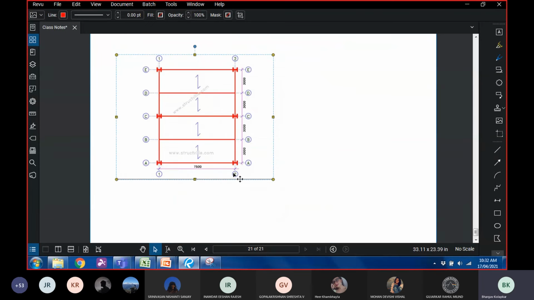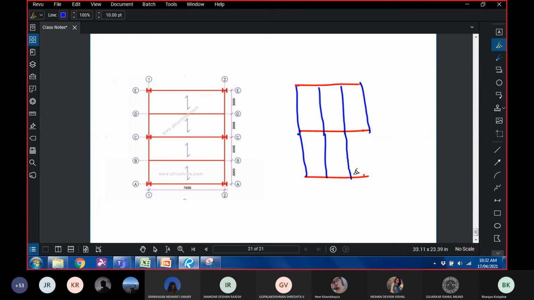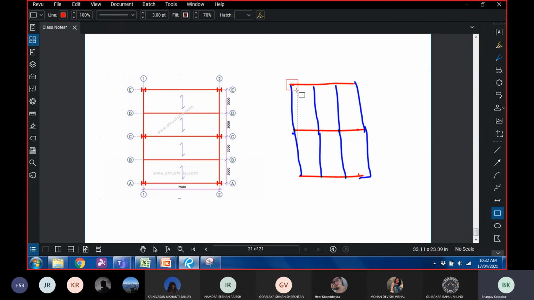So this is one way of doing it. The other way of doing it is that you have columns here, and you provide primary beams like this. Okay, and you provide secondary beams like this. Perhaps I'll use a different color for the secondary beams. Okay, perhaps I'll use a rectangle for the column.